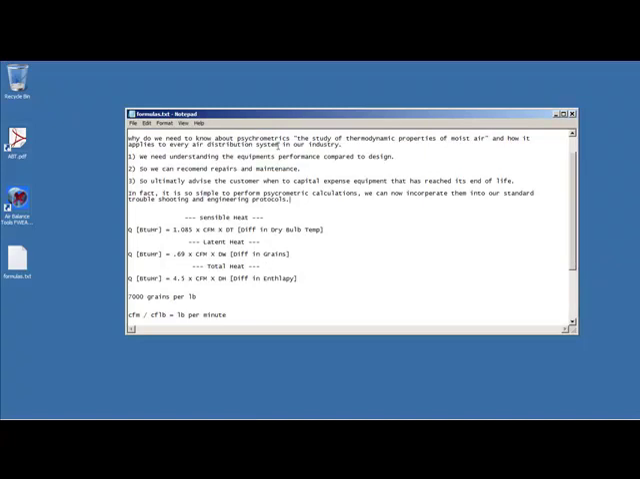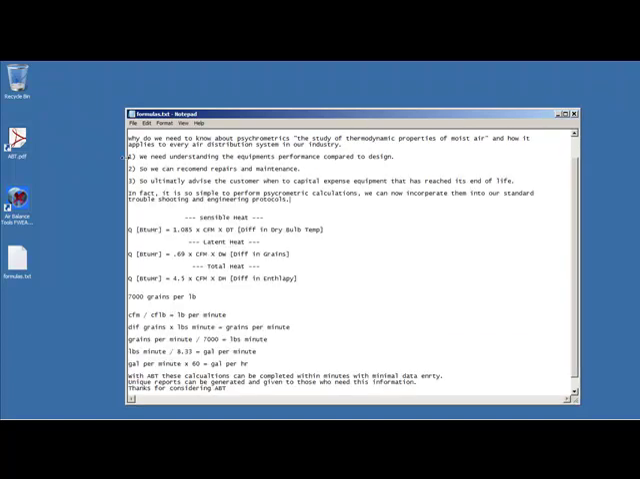Why do we need to know about psychrometrics? The study of thermodynamic properties of moisture and how it applies to every distribution system in our industry. First, we need to understand the equipment's performance as compared to design. Second, so we can recommend repairs and maintenance. And third, so we can ultimately advise the customer when to capital expense equipment that has reached its end of life. In fact, it's so simple to perform psychometric calculations.